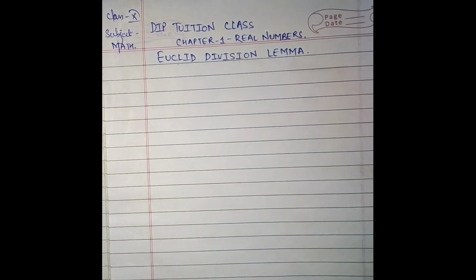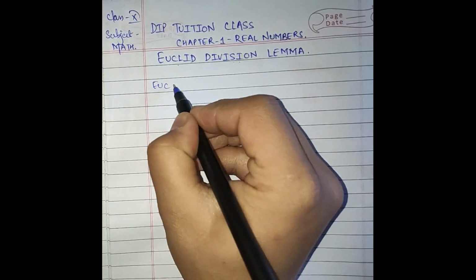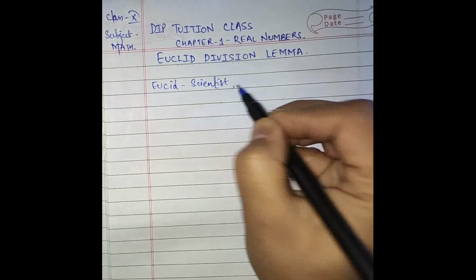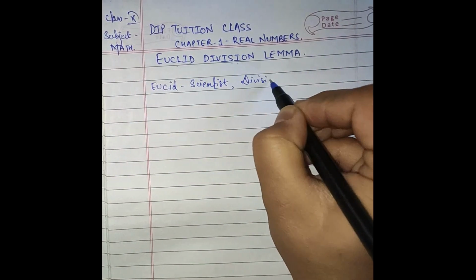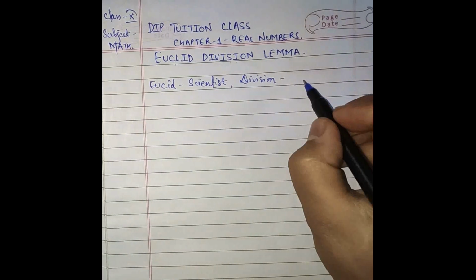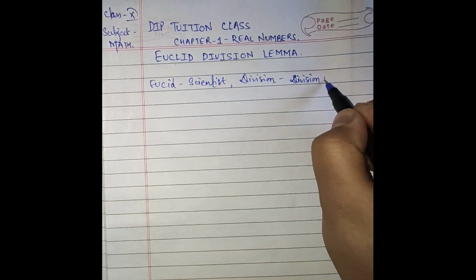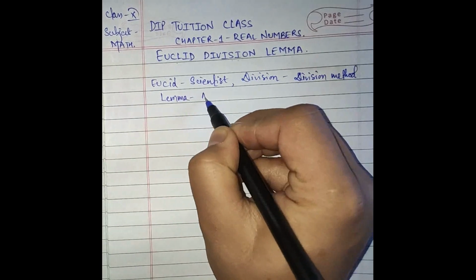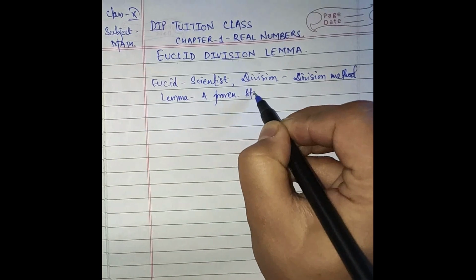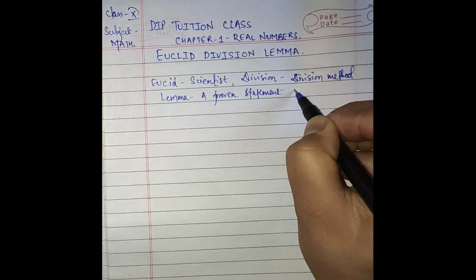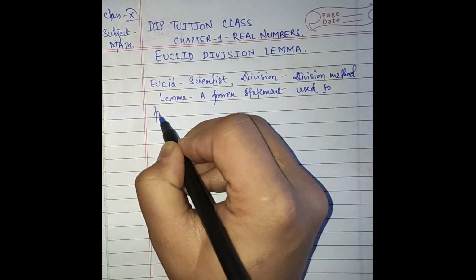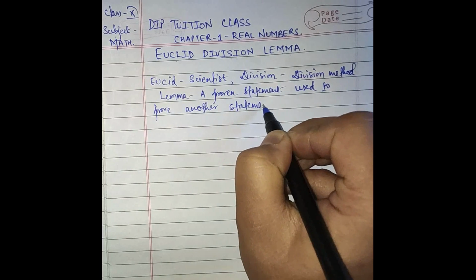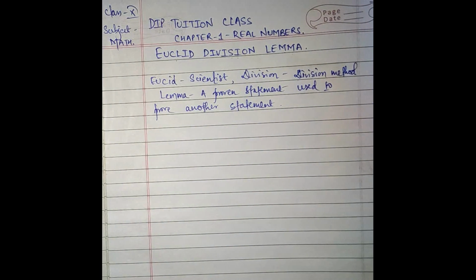Alright, so let me write this. Euclid was a scientist, a mathematician also you can say. Division is based on the division method, and lemma is a proven statement or a theorem used to prove another statement. Alright, so these are the three terms, this is the meaning of the three terms.